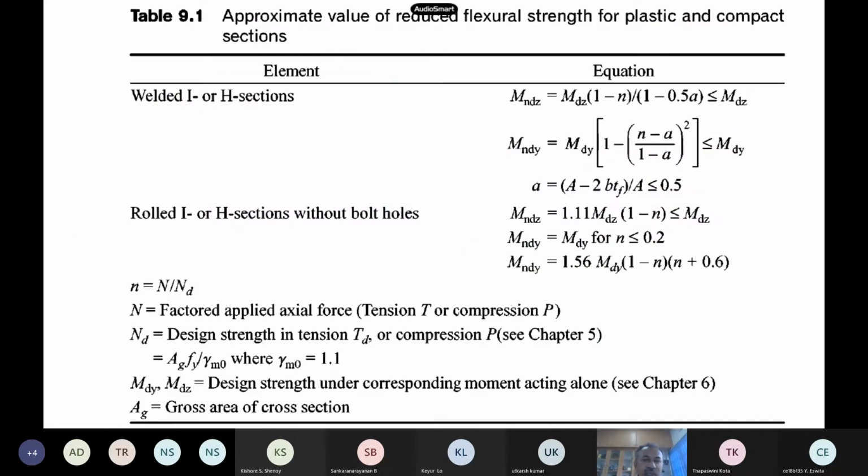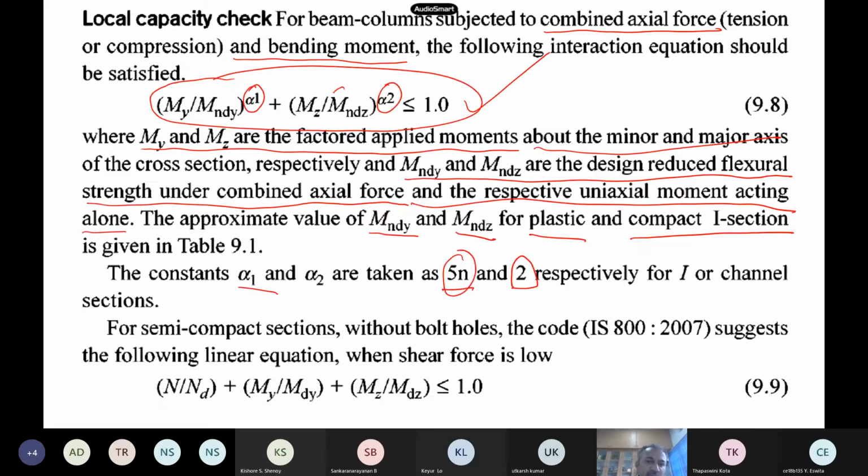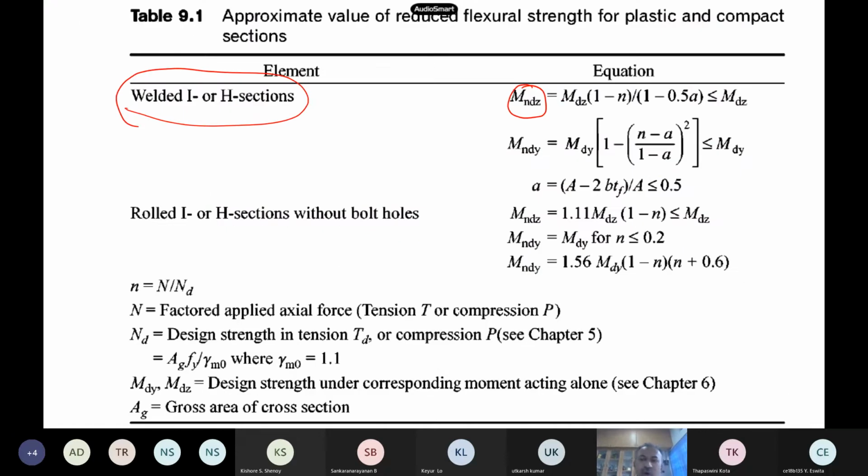Now suppose I have a welded section, say an I section. The Mndz actual is given by this expression, and likewise Mndy. You can take it from this expression. This small n is nothing but the ratio of the applied axial force to the design strength in tension or compression. You know how to calculate the design strength in compression, we have already seen. Design strength in tension also we have seen. So using that you have to use this one.